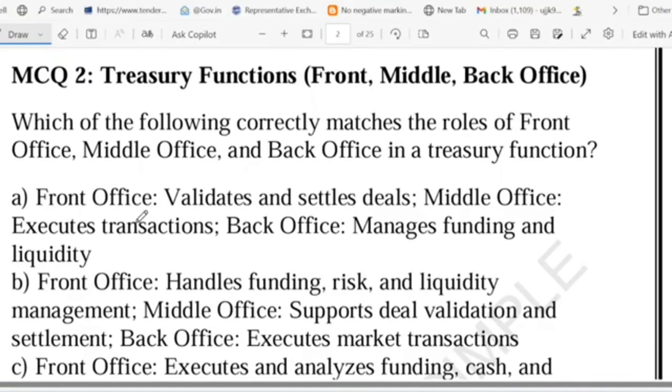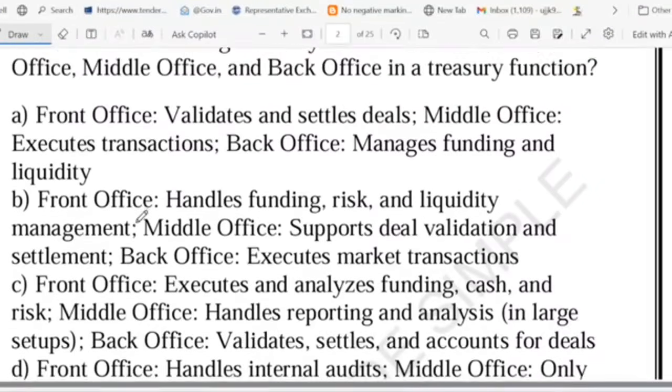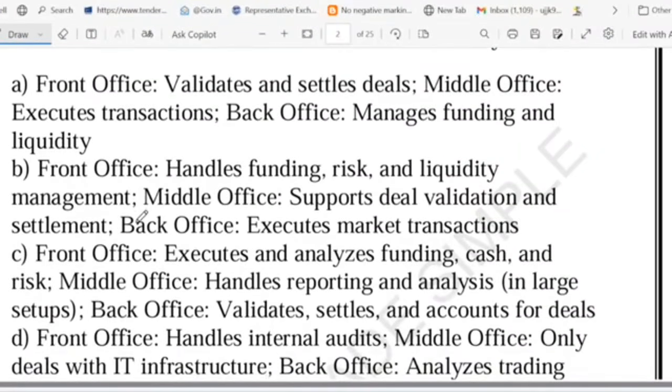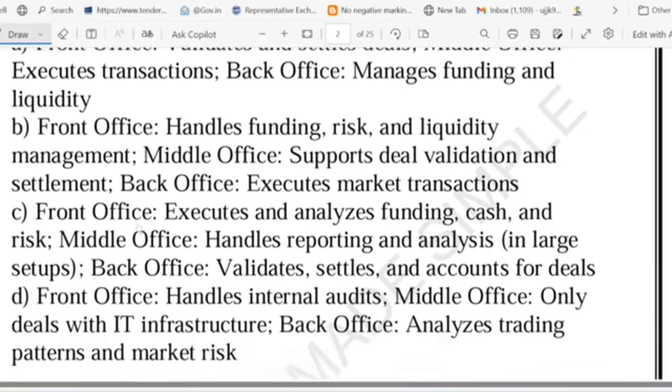Option A says front office validates and settles deals, middle office executes transactions, and back office manages funding and liquidity. B says front office handles funding, risk and liquidity management, middle office supports deal validation, and back office executes market transactions. C says front office executes and analyzes funding, cash and risk, middle office handles reporting and analysis, and back office validates, settles and accounts for deals.